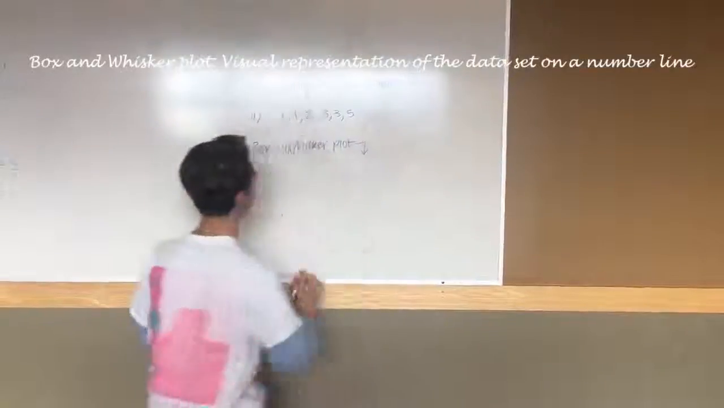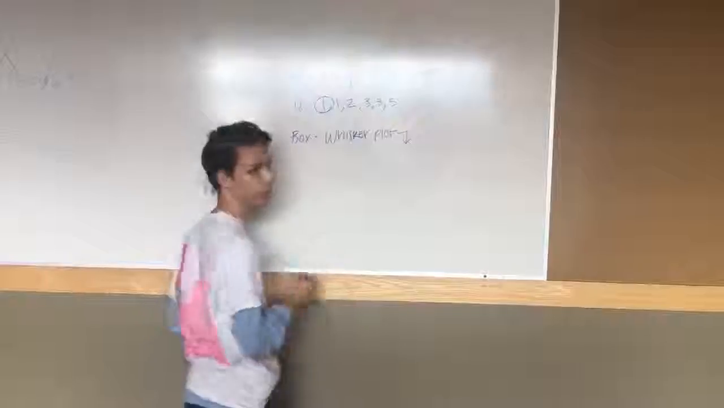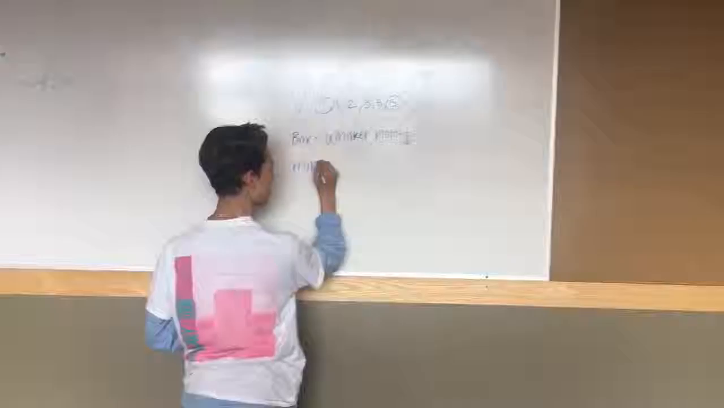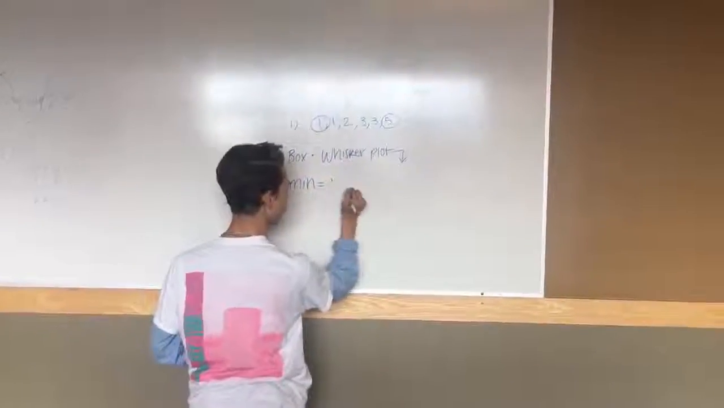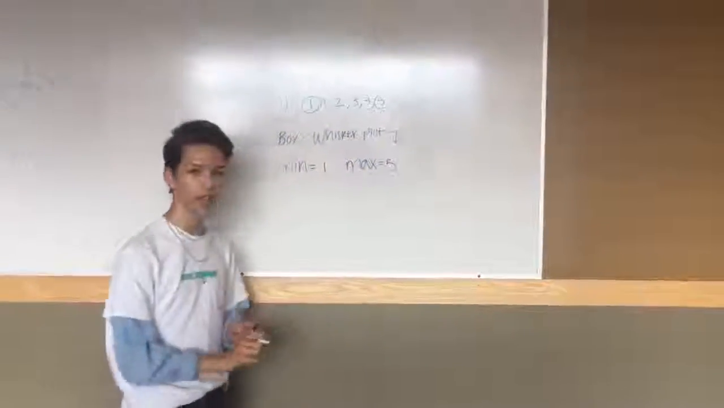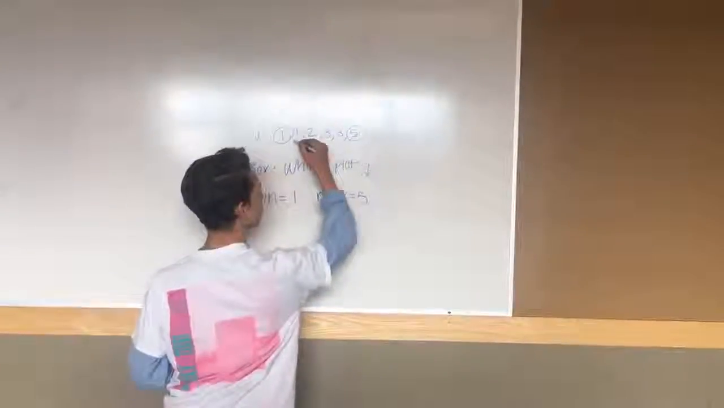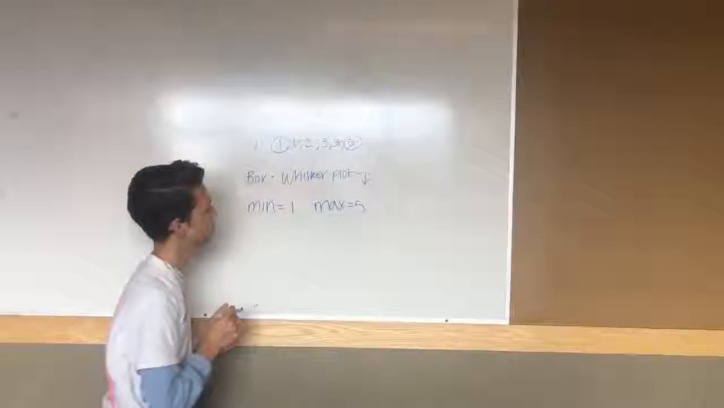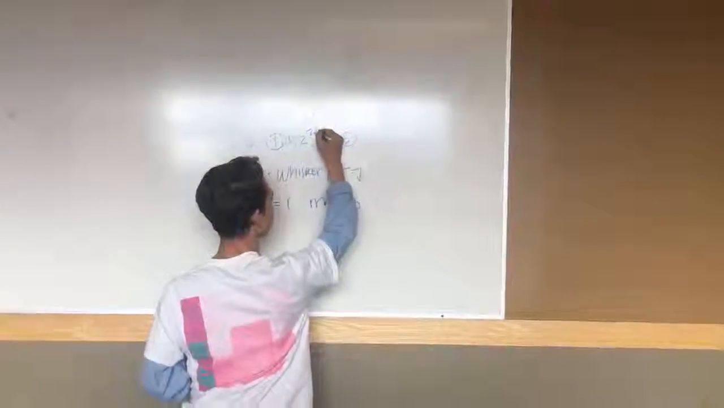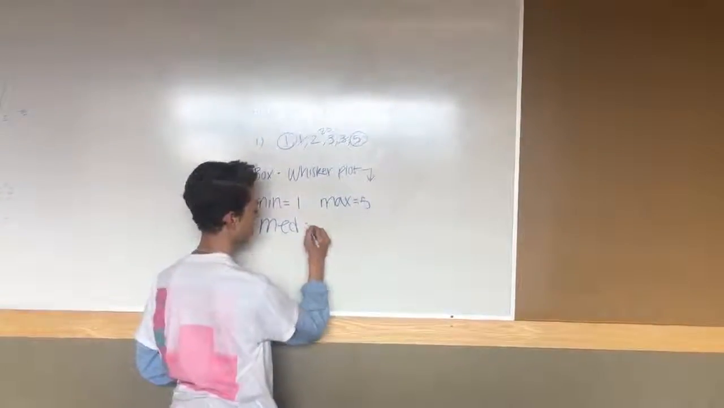So first what you want to do is find the minimum and maximum of your data set. So our minimum would be 1 and our maximum would be 5. So we'll write minimum is 1, maximum is 5, and then we're going to find the median. To find the median, you just cross out the numbers on either side until you reach the middle. So our median is going to be in between 2 and 3, so our median, which I'm going to abbreviate as MD, is going to be 2.5.